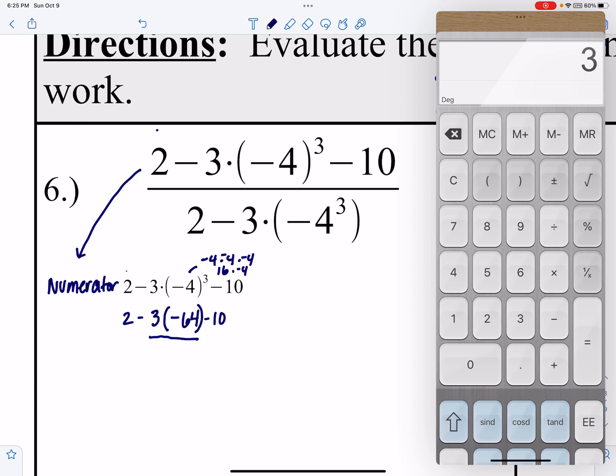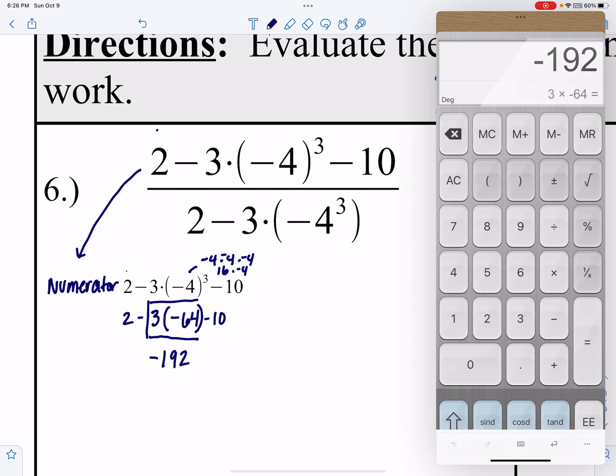Okay, so I have a 3 times a 64, and then I'm going to make it negative. And we have -192. Now, again, pay attention to what we used. All we did was this here. So I still need to bring down this 2 minus and the -10. Okay, we're done with multiplication. Now we just have all this subtraction.